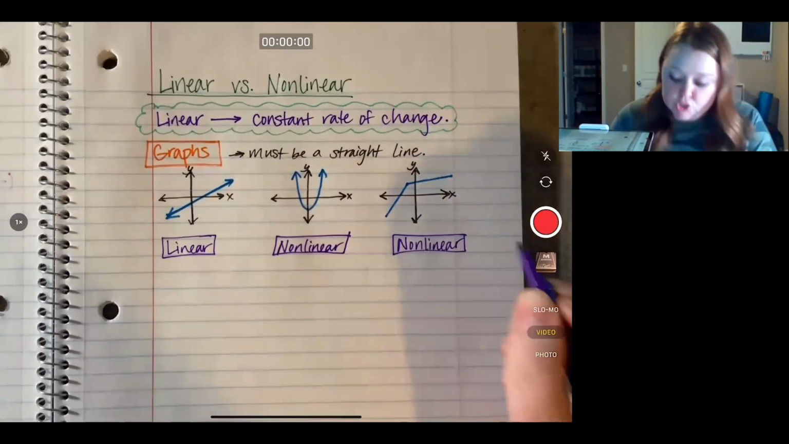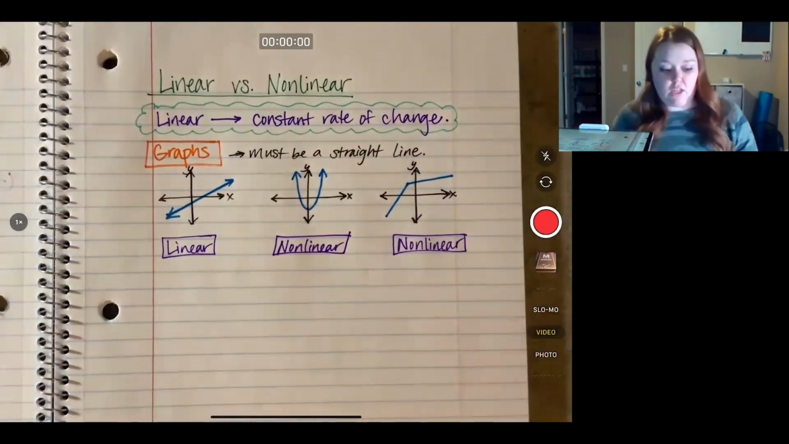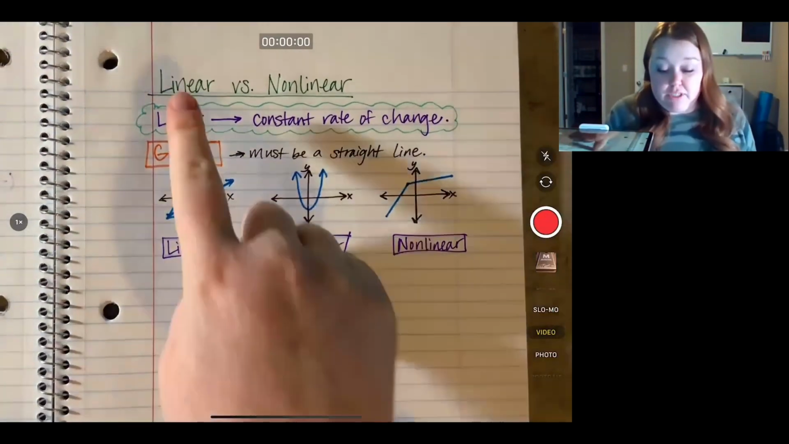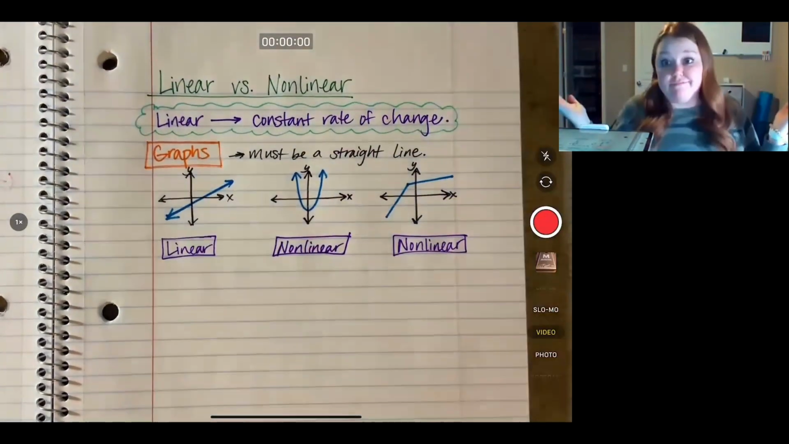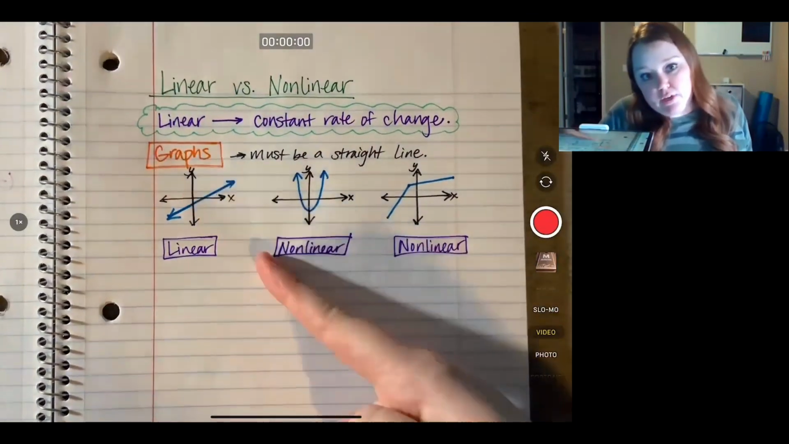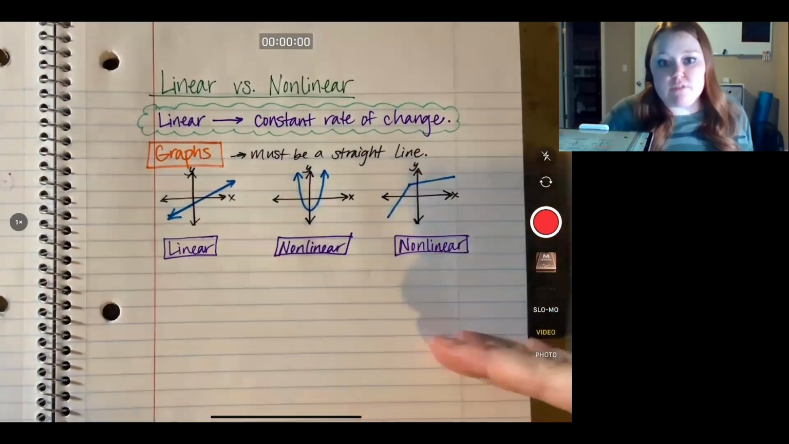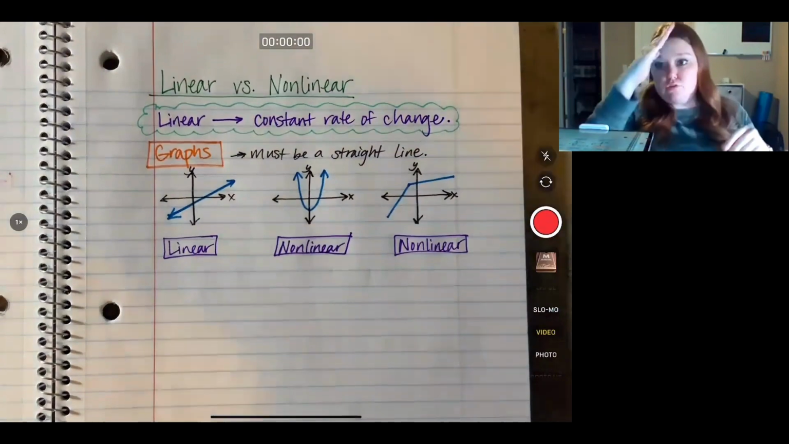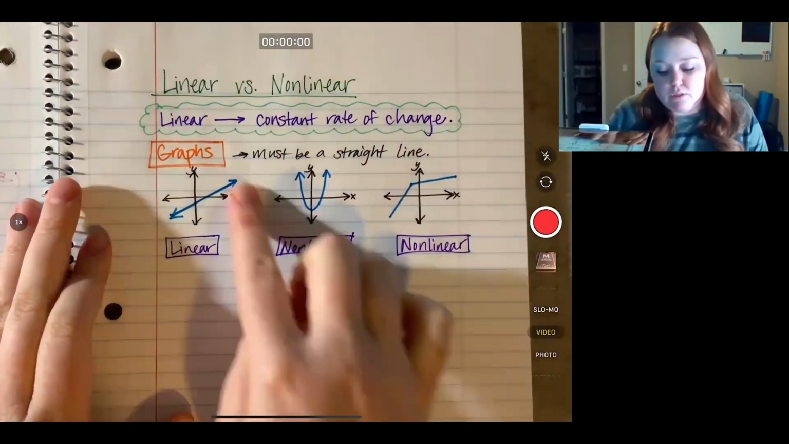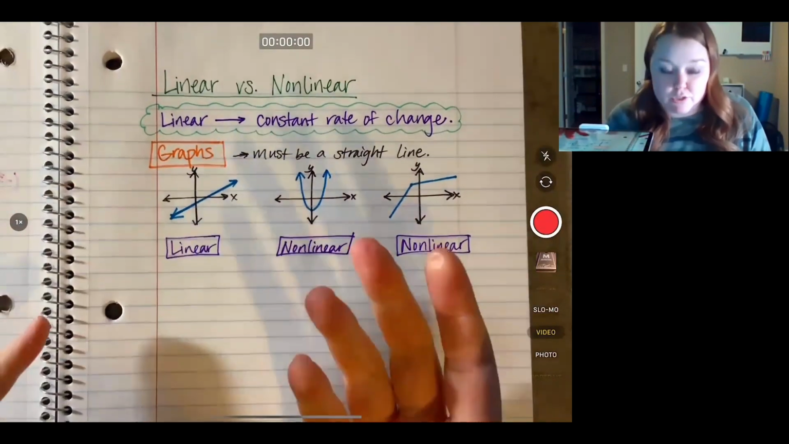All right. So it's pretty easy to tell if a graph is linear or not. You just have to think about, oh, linear means straight line. Okay, it's got to be one big straight line. It can go down, it can go up, it can go straight across, but as long as it's one big straight line, that's linear. Okay, and that's what we're dealing with trimester 2: linear equations.